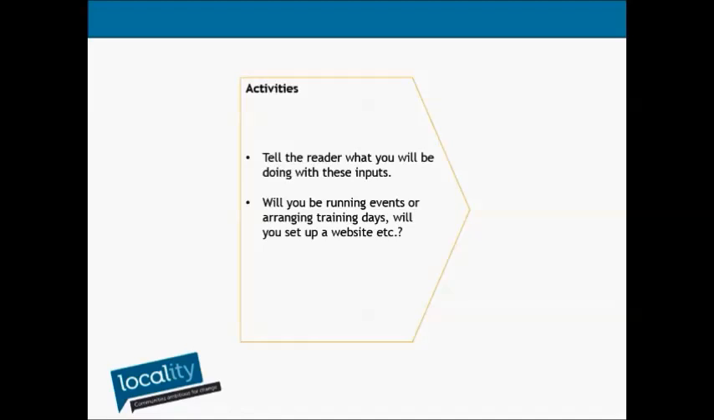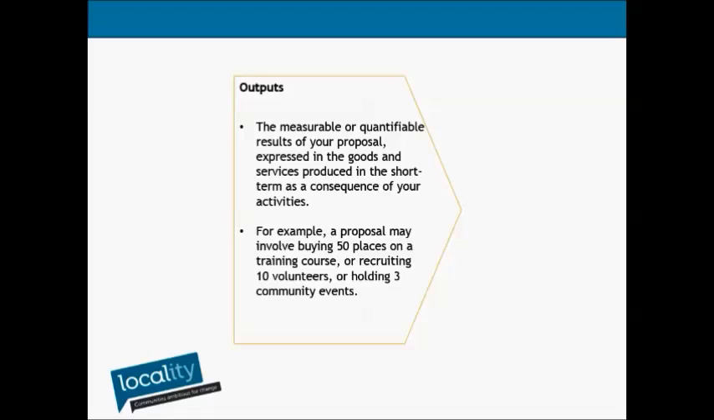So then the last part of the program objectives is the outputs, and these are the measurable or quantifiable results of your proposal, expressed in the goods and services produced in the short term as a consequence of your activity. For example, a proposal may involve buying 50 places in a training course, or recruiting 10 volunteers, or holding 3 community events. These are the things that you will be able to measure. And it's important that these are made absolutely clear in your logic model.